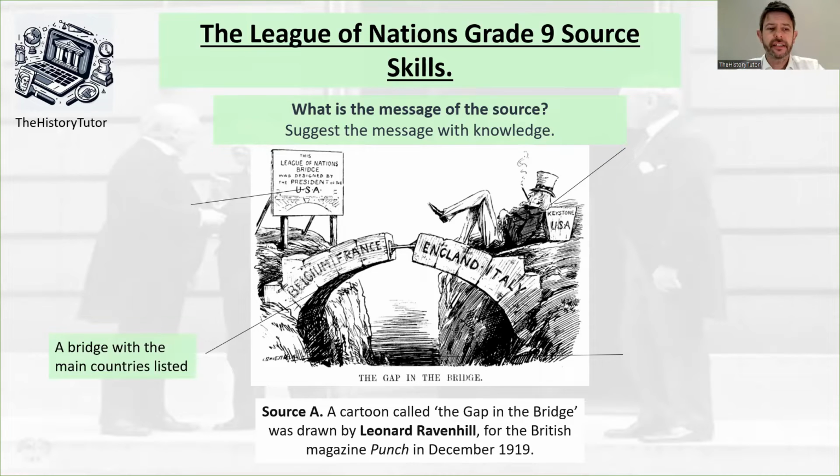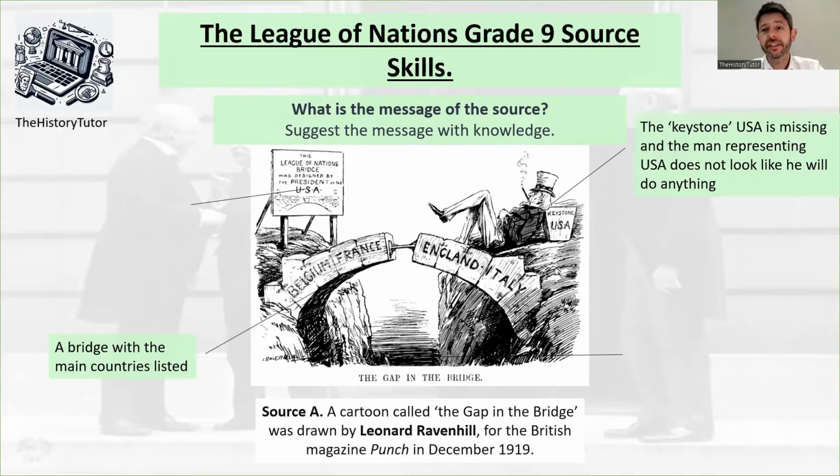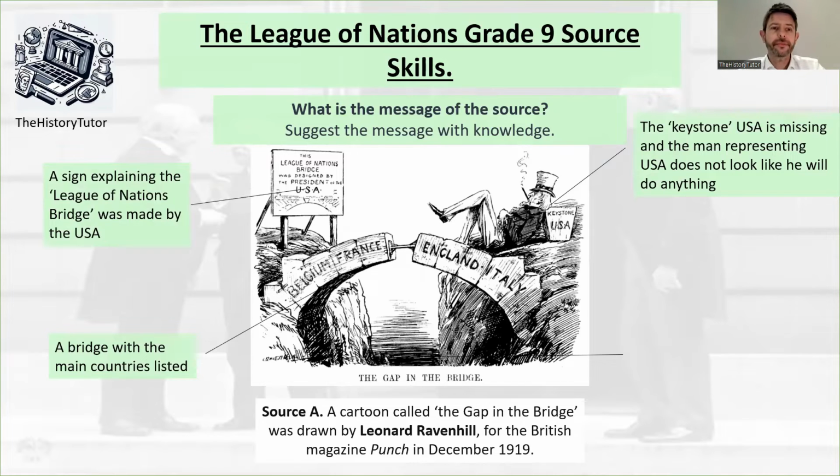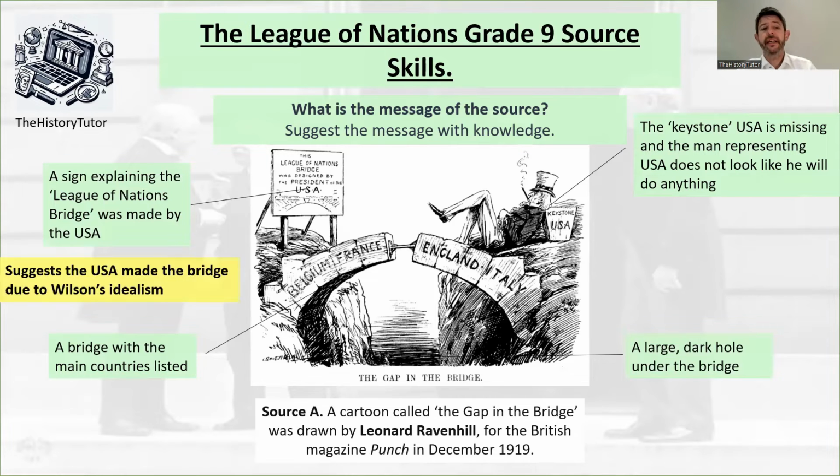So here we are, some ideas then. A bridge with the main countries listed is one of the bits of evidence. We've got a keystone. USA is missing as the keystone, and a man representing USA does not look like he'll be doing anything about it to put America in the bridge. The sign explains that the League of Nations bridge was made by the USA, and there is a large dark hole under the bridge, of course. And these all have meanings.